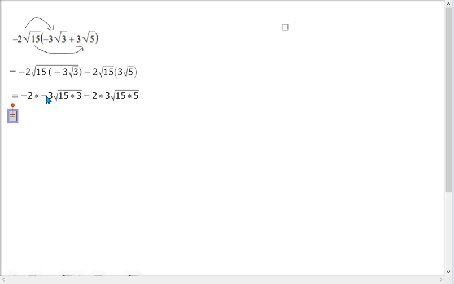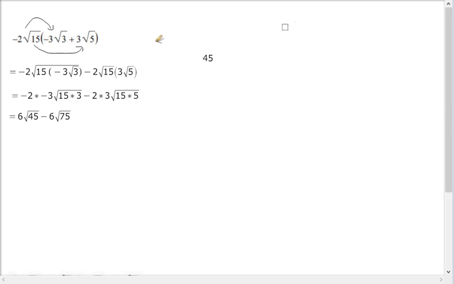-2 times -3 gives us +6 square root, and we multiply 15 times 3, which is 45. Then you are going to have -2 times 3, which is -6, square root 75, because 15 times 5 gives us 75. And we already have this expression, and it's time to simplify the radicands, 45 and 75.